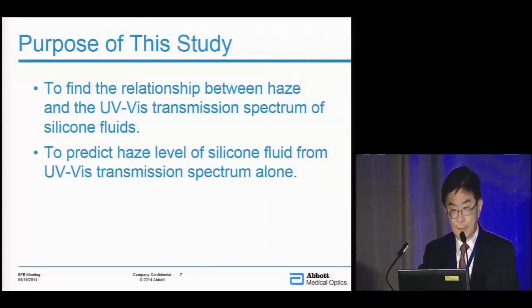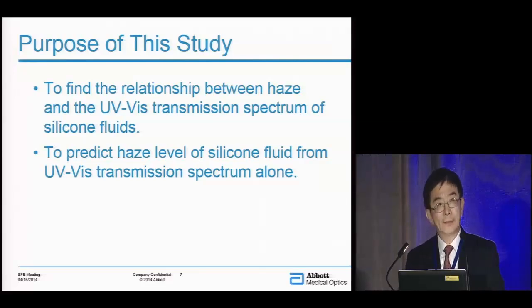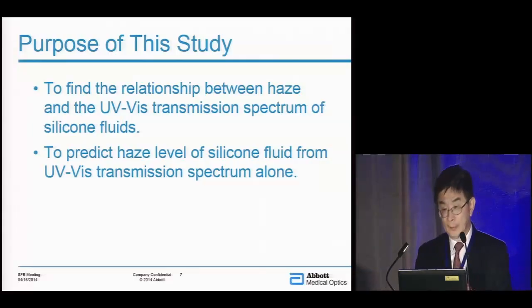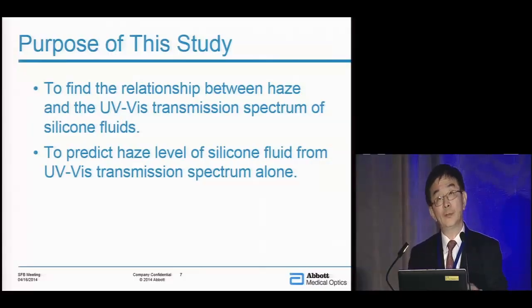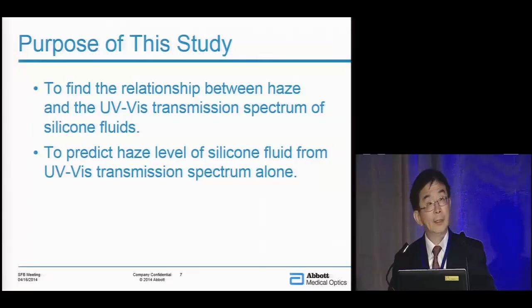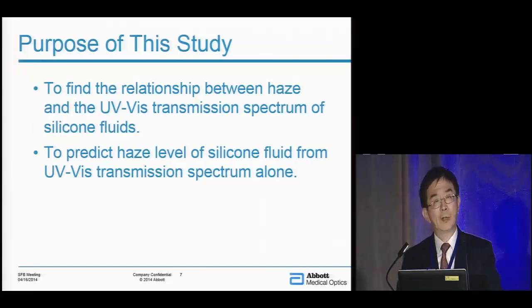The purpose of this study: sometimes people say your product has a certain haze level, and we try to say, how do we quantify the haze? We try to find the relationship between the haze and the UV transmission spectrum of silicon fluid. UV transmission is a very powerful technique. It can tell you how good this material is compared to another, but it's very hard to describe the haze level because there are so many wavelengths ranging from 300 to 800. How do you quantify the haze level?